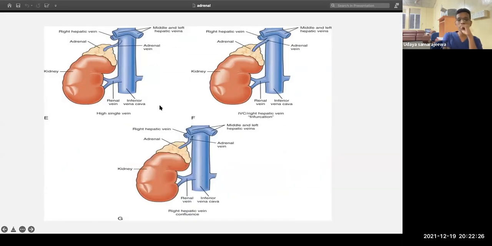Other less common variations are the right adrenal vein draining into a higher position on the IVC, or even into the confluence of the hepatic veins and the IVC. These are some of the variations you need to keep in mind, especially when you are planning to embark on adrenal surgery.